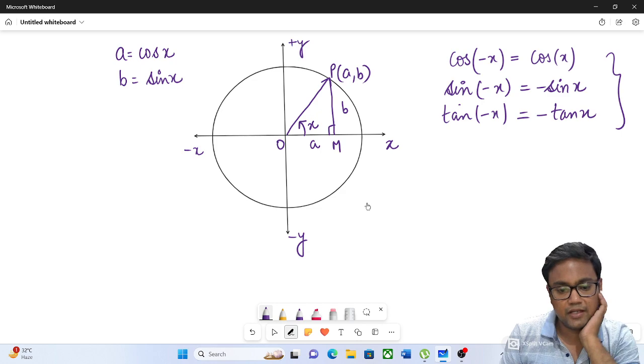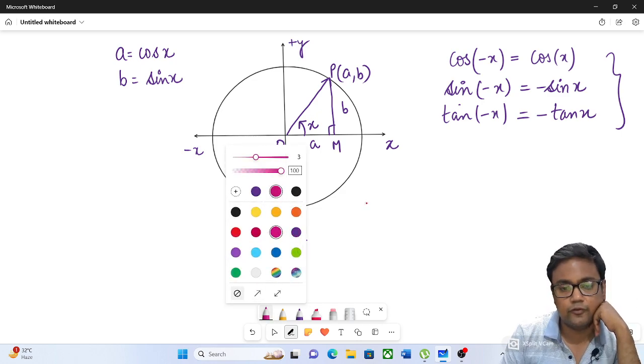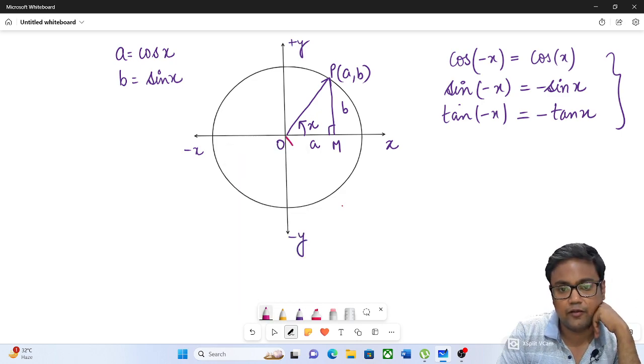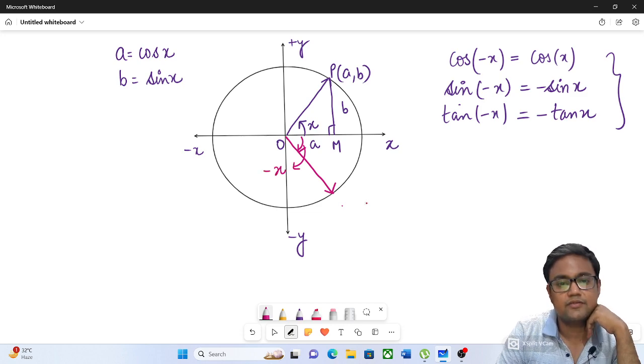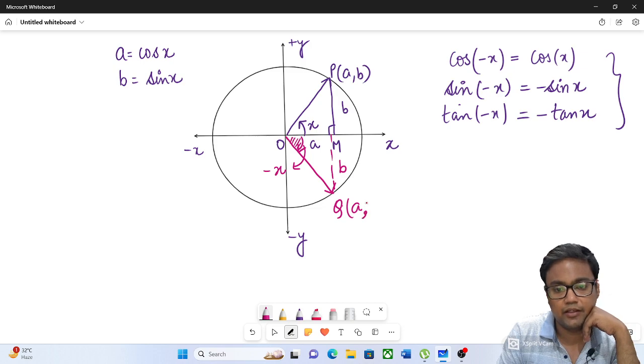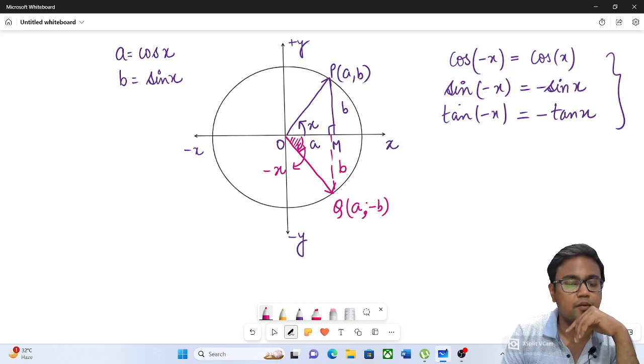Now, in order to understand the negative of the same angle, we have to take that angle, but in the clockwise direction, right, in this direction. Then only this angle will be taken as negative of x degrees, this angle which I am shading right now. So, for this angle to be realized, we should have a triangle OMQ whose coordinates will be written, if this is B and that is A, as A, minus B, right.